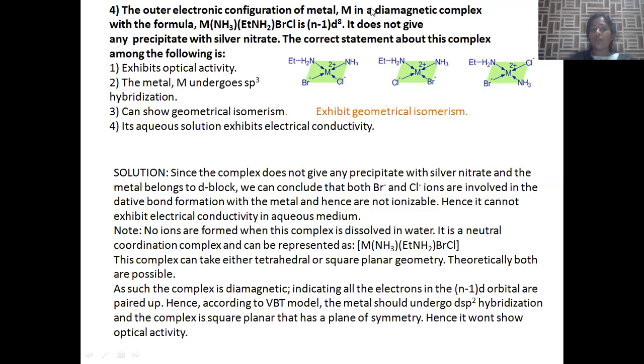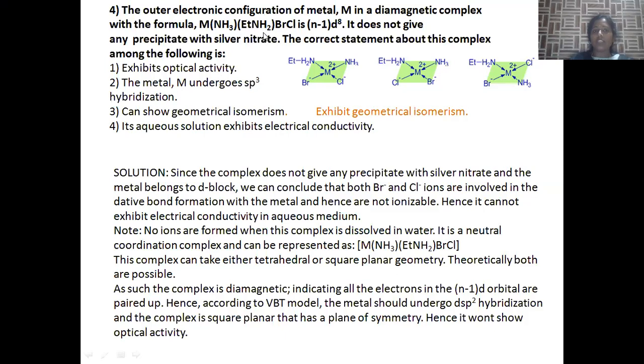So there is no provision or possibility for the tetrahedral compound to exist in the form of diamagnetic, because all tetrahedral complexes are high spin complexes only, and mostly they are paramagnetic in nature. From this we have a slight idea about this problem.